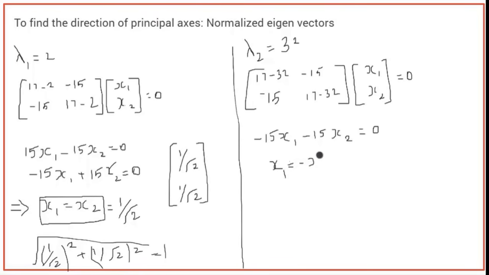So let's substitute x2 is equal to 1 by root 2. If I substitute x2 is equal to 1 by root 2, we will get x1 is equal to minus 1 by root 2. If you find the magnitude, here also you will get 1. Let's form a matrix whose columns consist of the determined eigenvectors. And then let's do this transformation.